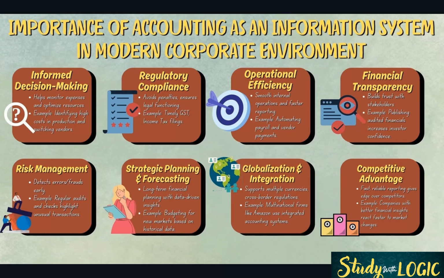Then you have regulatory compliance. Avoid penalties, ensure legal functioning. It is important when you run a business that you pay tax from time to time. An accounting system helps you know if you have paid, if you're on par with the government and your taxes and everything. Then you have operational efficiency, smooth internal operations and faster reporting. When all the processes in the company are looked after and when you know that everything is running properly, then you will have a smooth functioning.